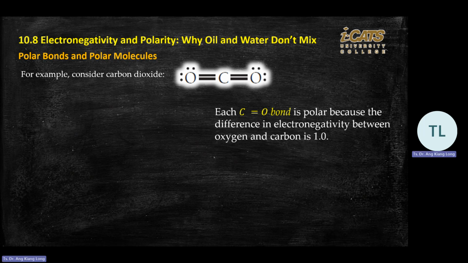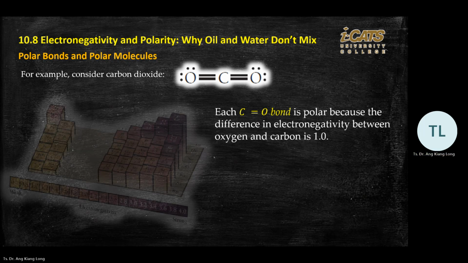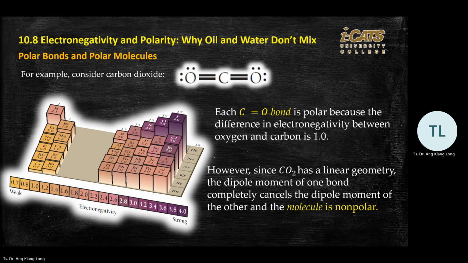Okay, CO2 has double bonds. If you check the table in question 77, the difference is 1, right? Check C and O: C is 2 point something, O is 3 point something, so the difference is 1. However, CO2 has a linear geometry. By now you should be able to know why it's linear.